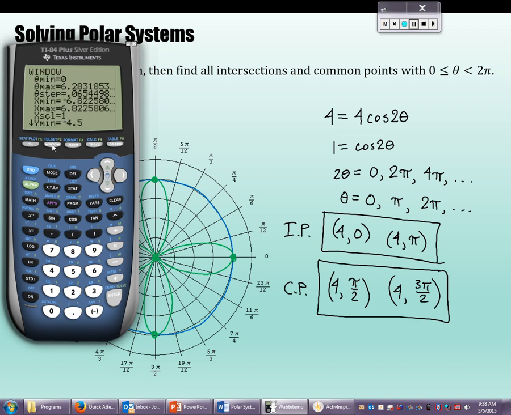I used -4.5 to 4.5, and on X, I used -6.8 to 6.8. I hit zoom square to produce that, right? So that it produces a nice circle.